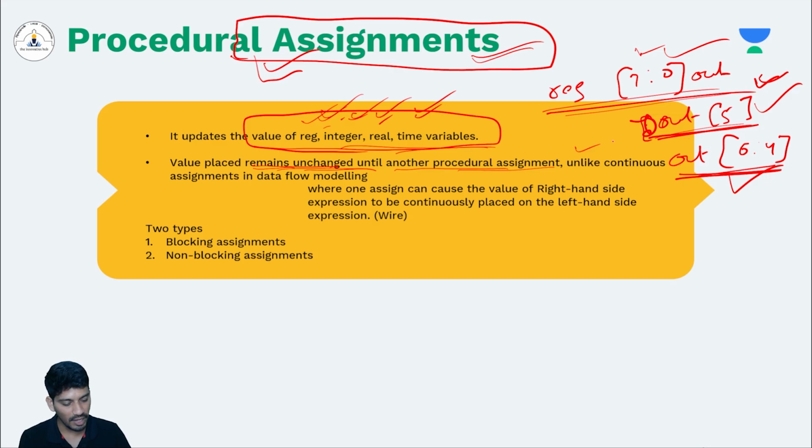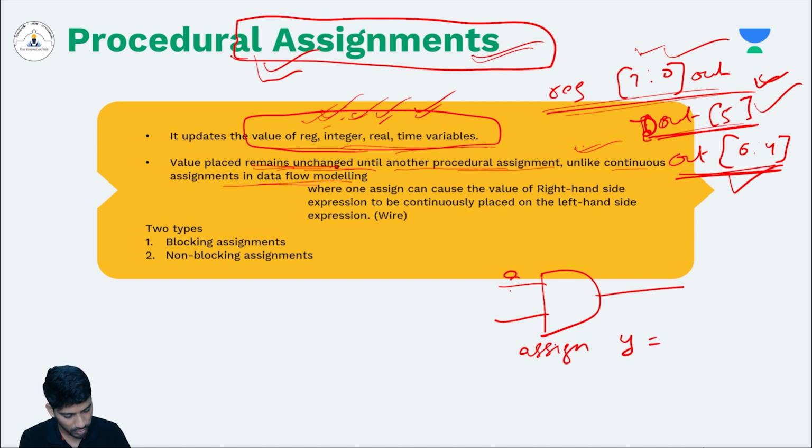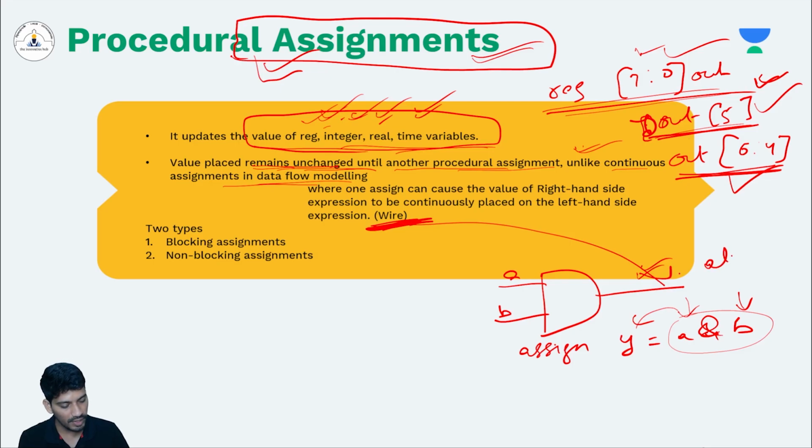Okay, this is in contrast to continuous assignments that we have seen in data flow. What have we seen in data flow? In data flow, I have a statement like this: assign y is equal to a and b. So what happens in data flow? Whenever there is a change in the right hand side variables, immediately the left hand side variable is updated, right? That is why in data flow the variable is always a wire, because the output is always driven.